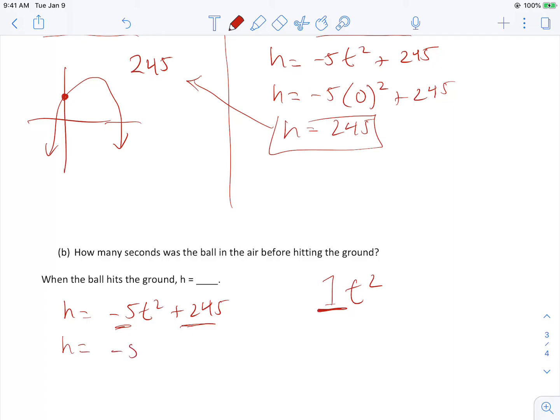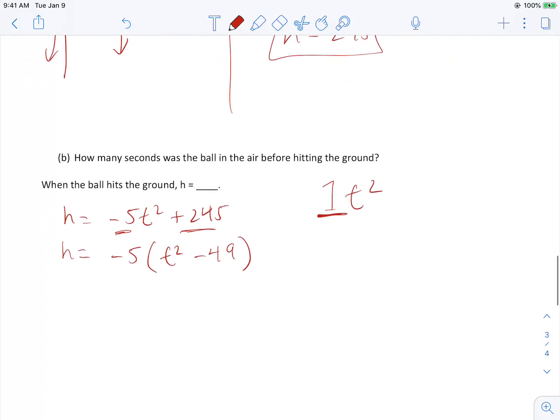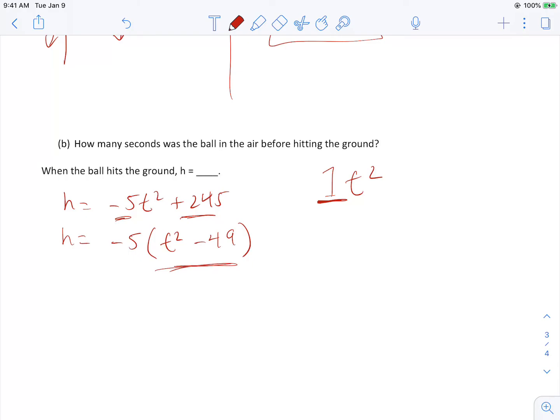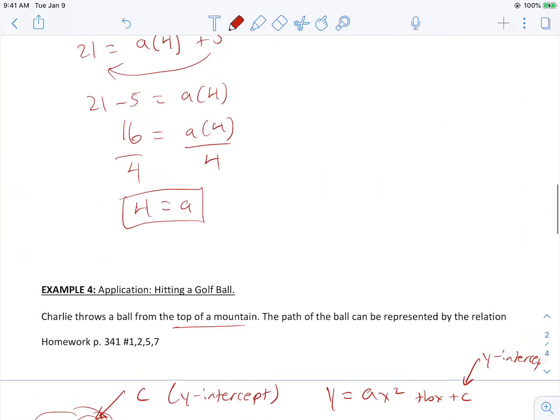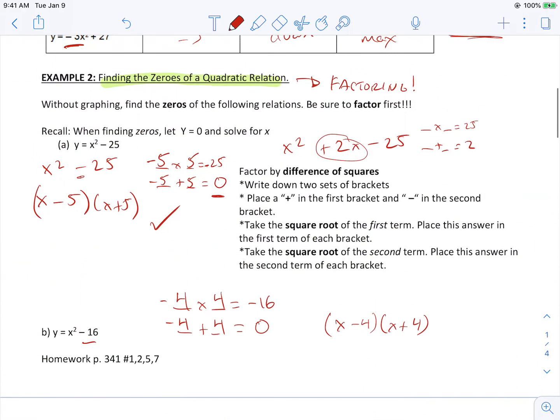So I'm going to take that negative 5 and factor that out. When I factor out of my first term, this negative 5t squared, I'm going to be left with t squared over here. This positive 245, I've taken out this negative 5, which means that I've divided out my negative 5. So 245 divided by negative 5 is going to give me negative 49. And now, in here, I can factor this just like I factored this all the way up here.